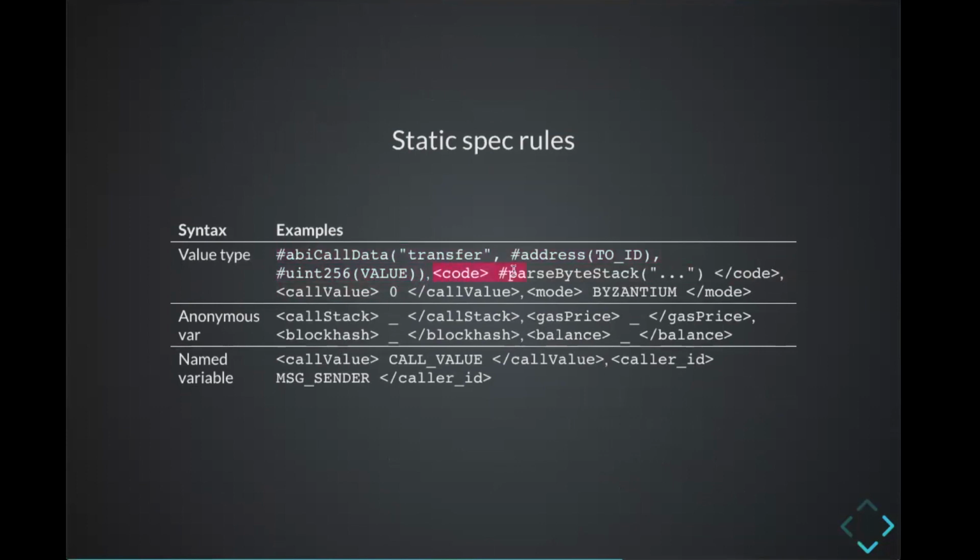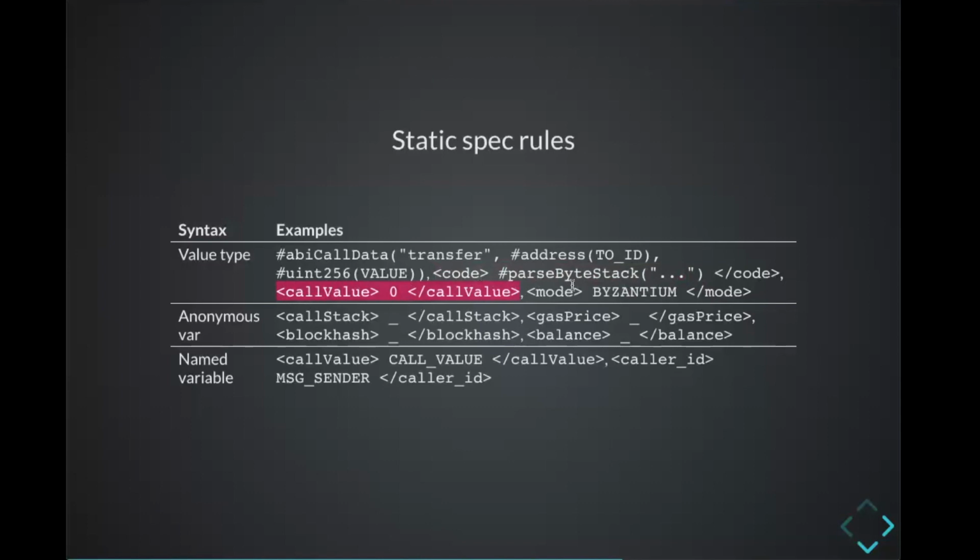Another example would be the code for an account that shouldn't change. In fact, that can't change. The code of a contract can never change in Ethereum. Here I obviously omitted the actual code, but this would be 0x 64 FC blah blah blah. Another example would be specifying a call value of 0 when, for example, we want to test the success case, the positive case for a payable function. A payable function is one that cannot accept a call value.